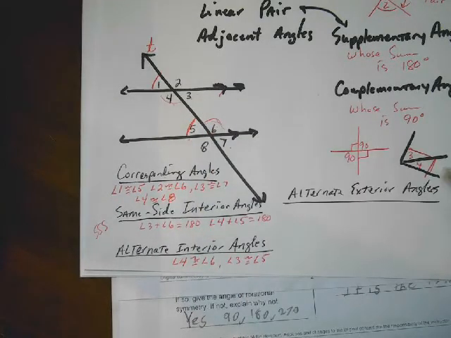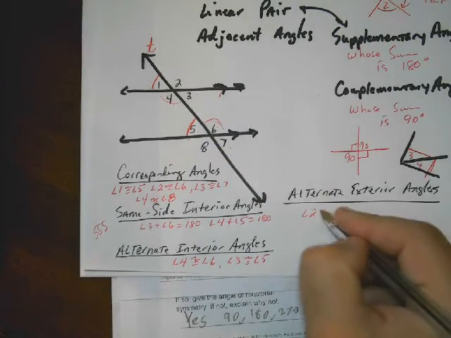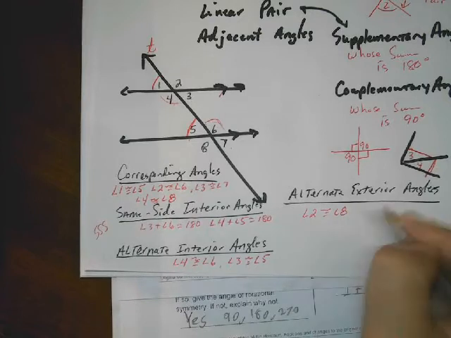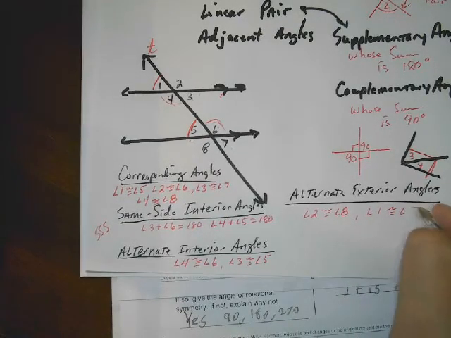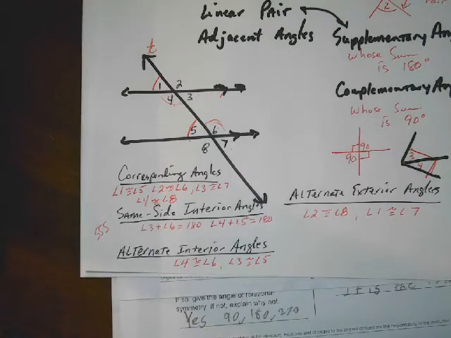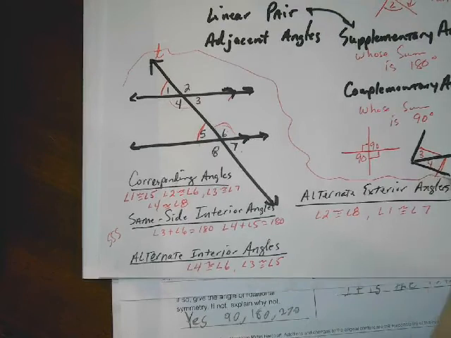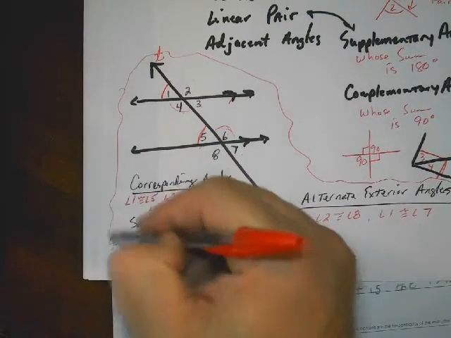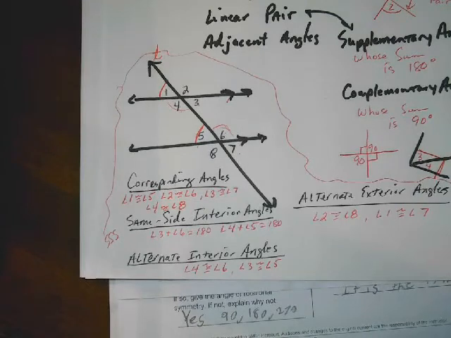What about alternate exterior? Well, they're on alternate sides of the transversal and exterior, so that would be 2 and 8. They happen to be congruent. They're always congruent. And angle 1 and angle 7. All right, so you need to know all of those. There won't be a proof on the test tomorrow, but you need to know all of those relationships for the quiz.